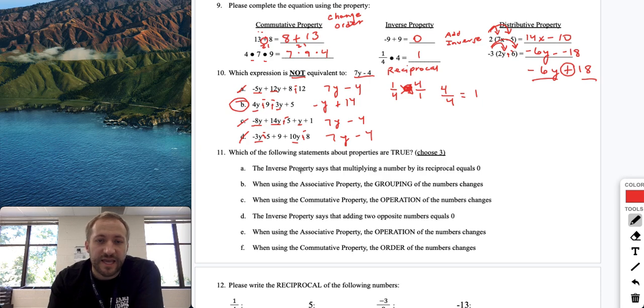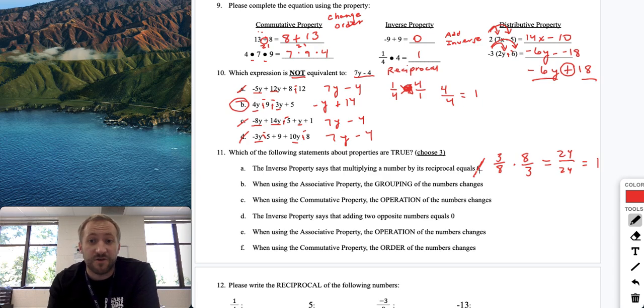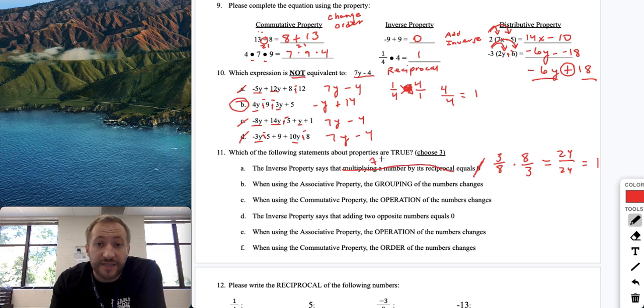Let's see. The inverse property says that multiplying a number by its reciprocal equals 0. It does not equal 0. Whenever we multiply a number by its reciprocal, like 3/8 times 8 over 3, that's the reciprocal of that, I get 24 over 24, which just breaks down to 1. I was getting an answer of 1, not 0. If this said adding a number and its opposite, that would give me 0, but not with multiplying.